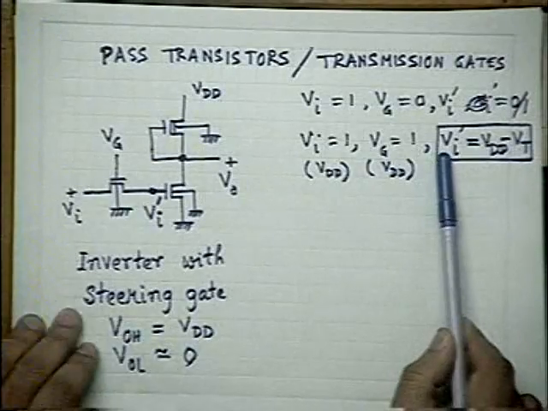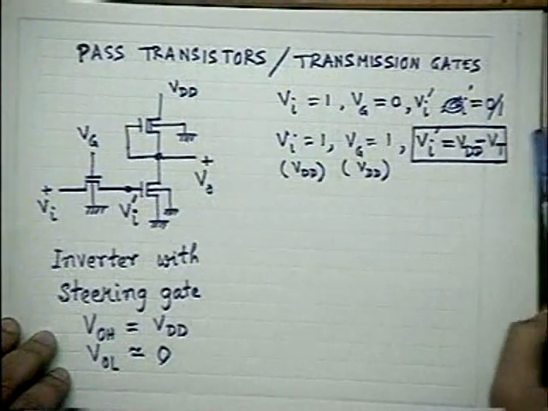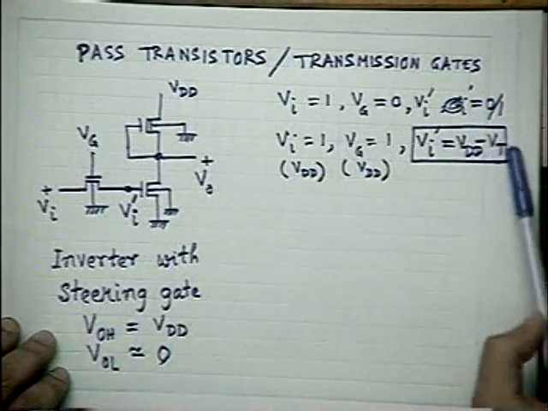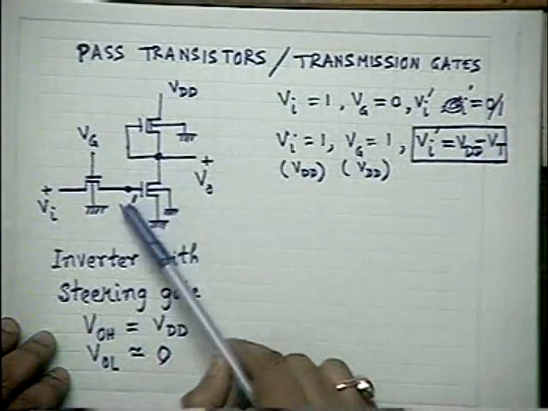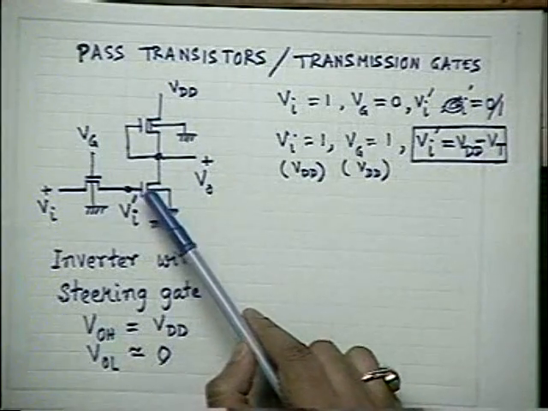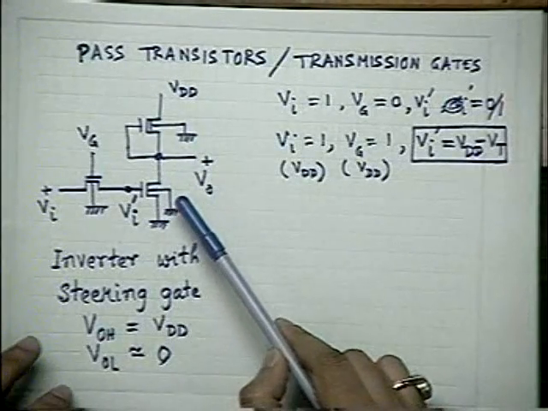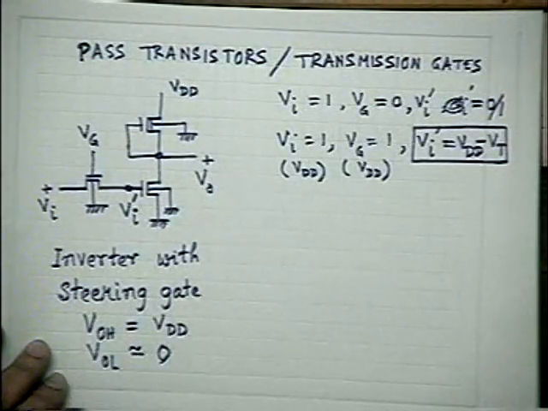But if you can't apply that full 5 volt, if it is degraded by say 2-3 volt, the value of VT, then it will not be turned on strongly. The inversion layer which will be formed in the channel will not be that strong. Its resistance will be higher, and as a result, VO will be increased. The logic swing at the 0 end will be affected.